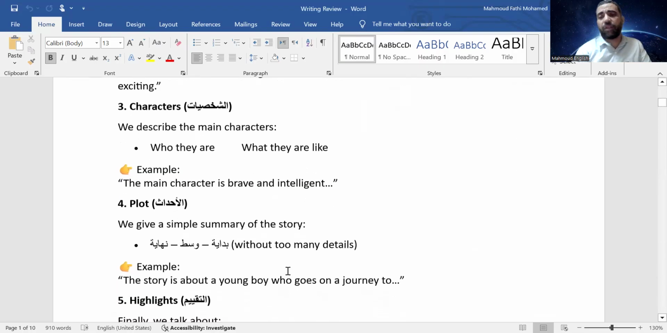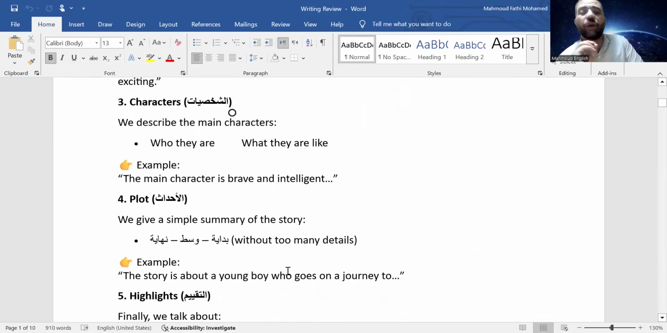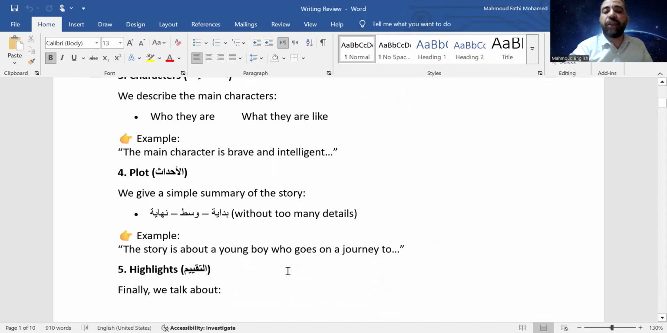Also you can add the plot, the events, but don't go through all of the details. Don't go into the whole story. You just have to give a simple summary. For example, tell me that the film was about someone who lost his son in midtown and he tried to find him, and at the end, after some difficulties, he found him. So just give me the plot, the main idea of it and the highlights.